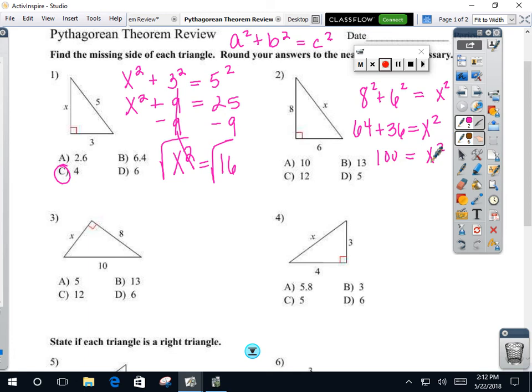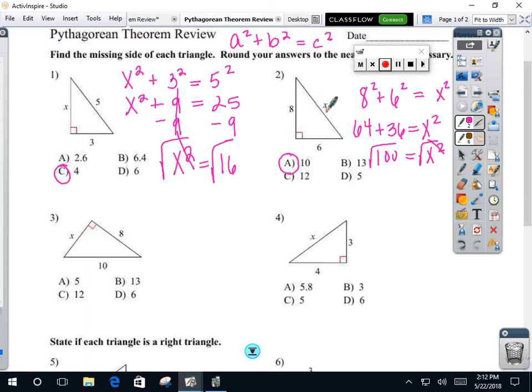And now to get X by itself, you have to remove the squared by square rooting it. And then whatever you do to one side, you do to the other. And the square root of 100 is 10. All right, number 3, you can figure out the answer by looking back at some previous questions.